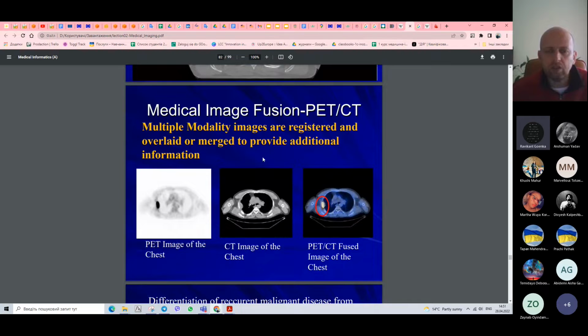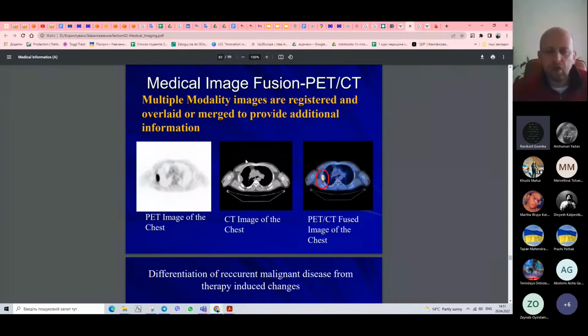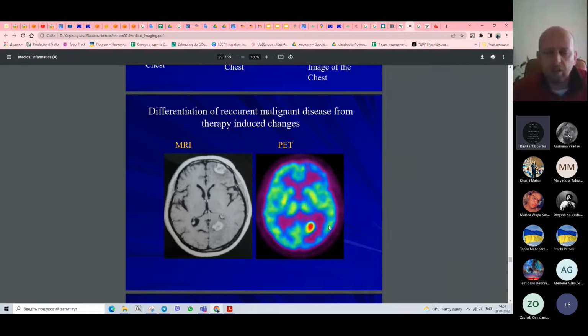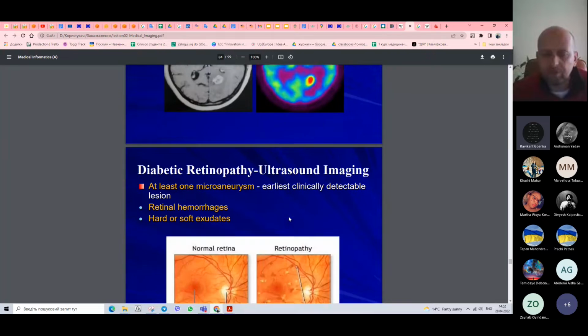Medical image fusion. You can find how this will be viewed. Multiple modality images are registered and overlaid or merged to provide additional information. Here you can find recurrent malignant disease after therapy, including changes, MRI and positron emission tomography.